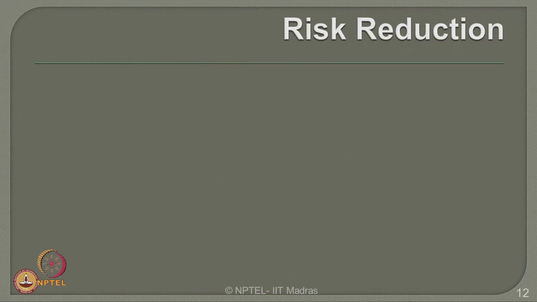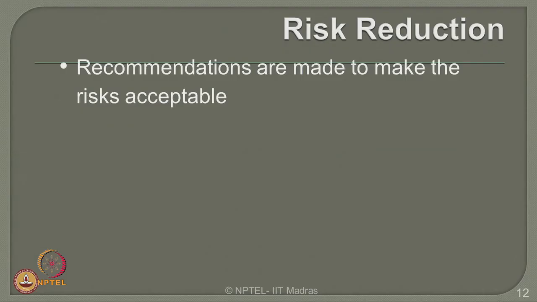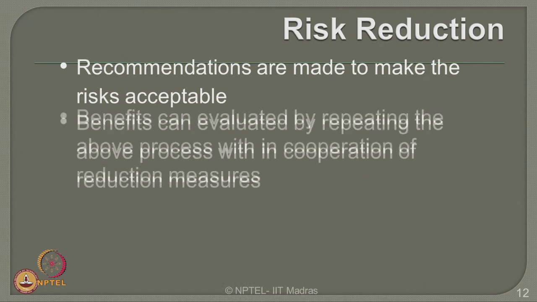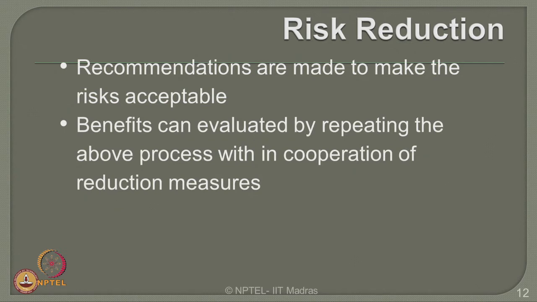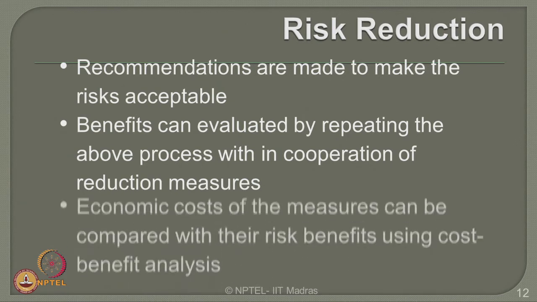Once we understand how to compute or quantify risk in terms of consequence and frequency in a given problem, one should be able to identify the methods or techniques available for risk reduction. Recommendations are to be made at the end of the study to bring down the risk within acceptable limits. There can be benefits, which should be evaluated by repeating the above process with the reduction measures incorporated. One should always recommend risk reduction methods only if they are economically viable.